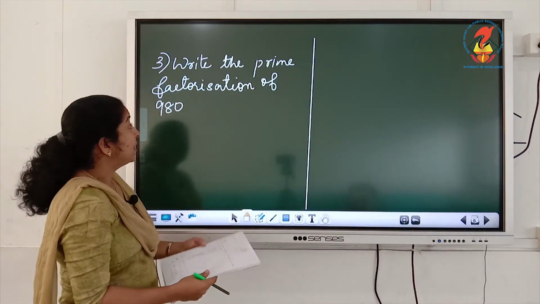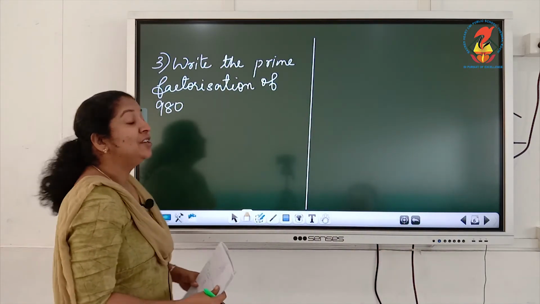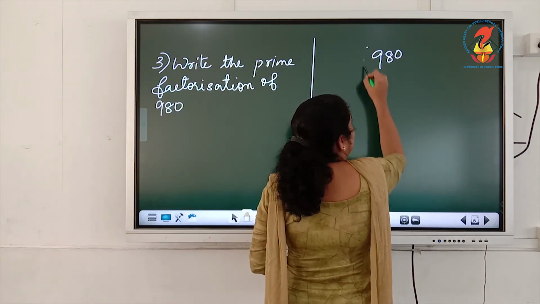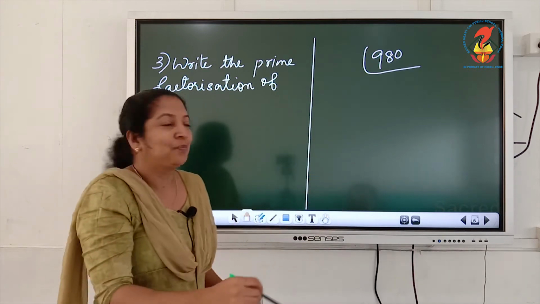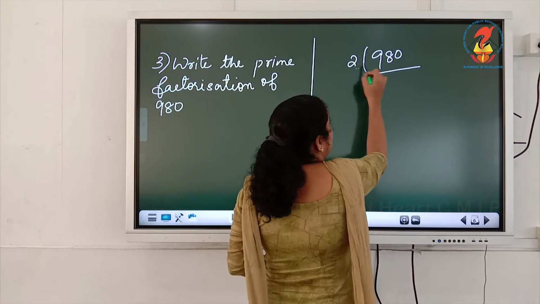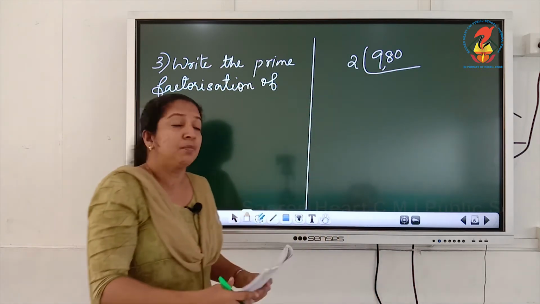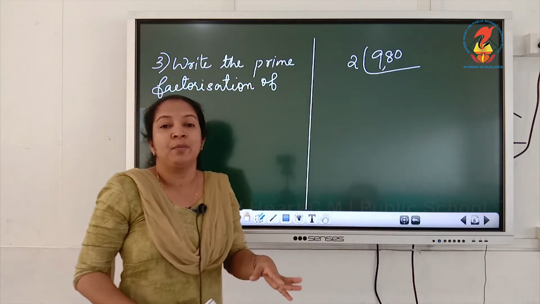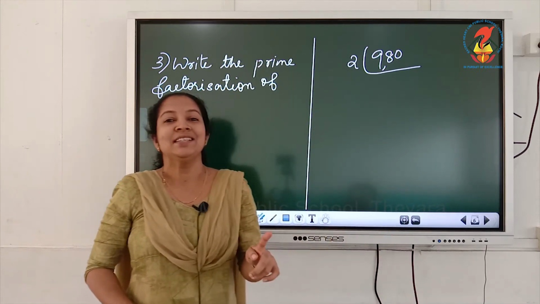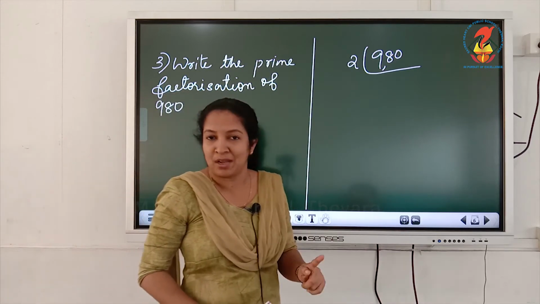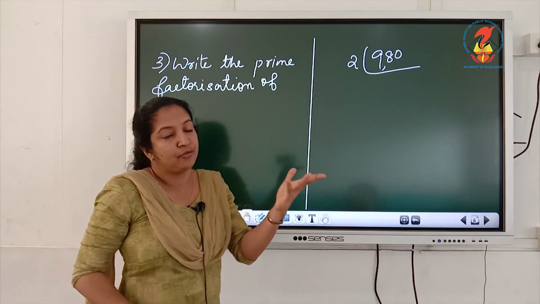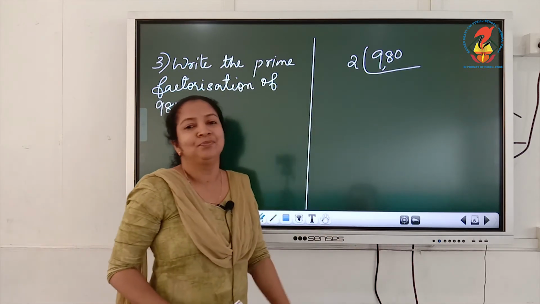Next, write the prime factorization of 980. Here also we are following the same method. So which is the least number which we can divide by? It is clearly 2 because it is an even number. 2 or 5 you can take because it is ending with 0. So we can divide by 5. It is divisible by 10 also, but we cannot take 10 because 10 is not a prime number. 2 and 5 you can take, either 2 or 5. But I am taking 2 here.